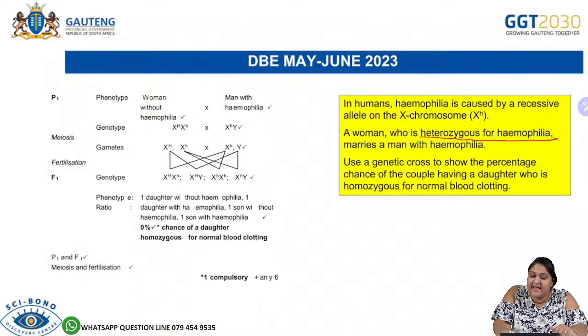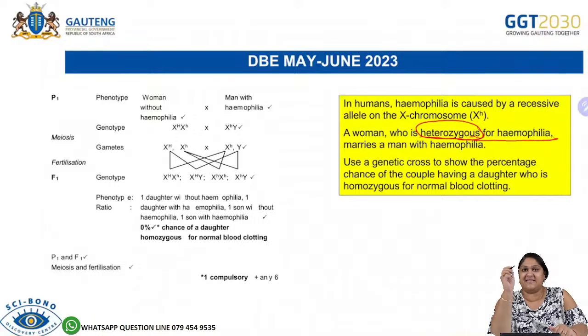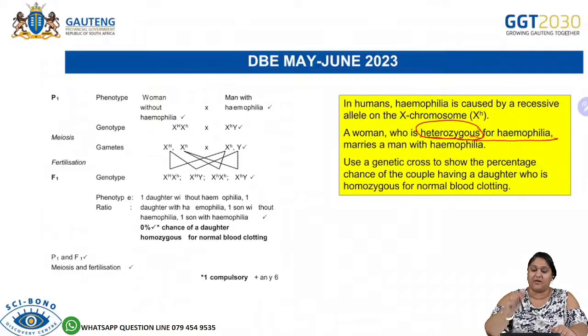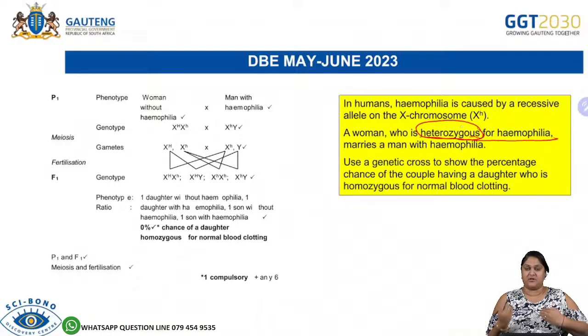But you don't say heterozygous. Can you see that we're not saying heterozygous here? Heterozygous is giving you an indication of what the genotype is. Heterozygous and homozygous are descriptions of genotype. That's a very big misconception that learners have. Okay, so when you are here, you know that it's heterozygous for hemophilia, the female, but you must know that the phenotype is a woman without hemophilia.